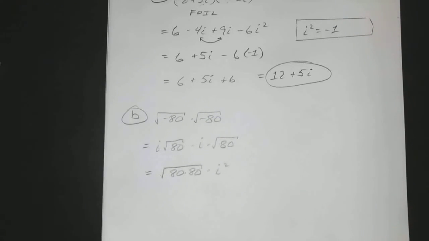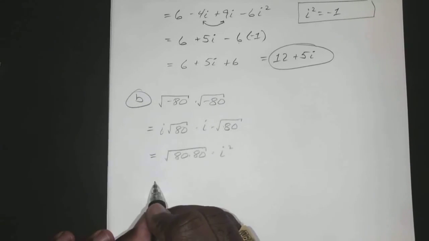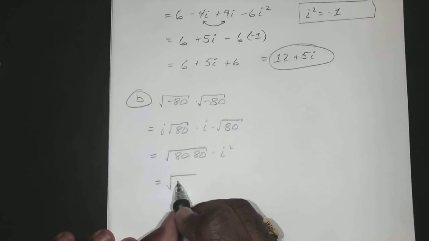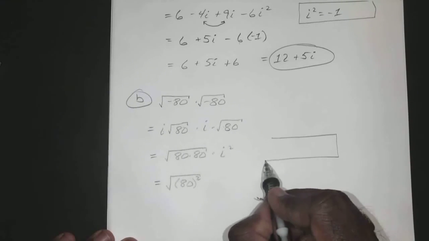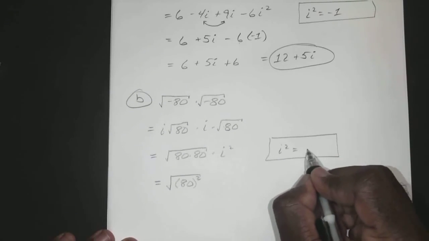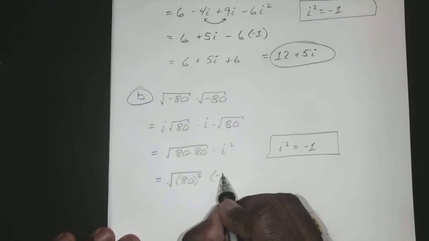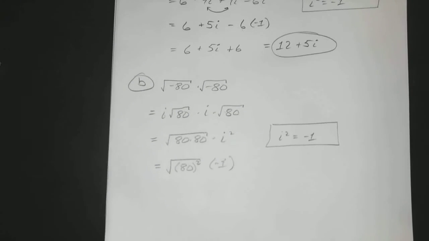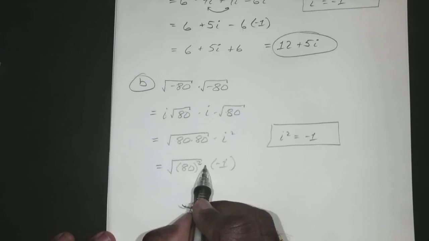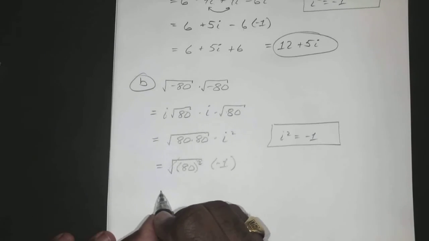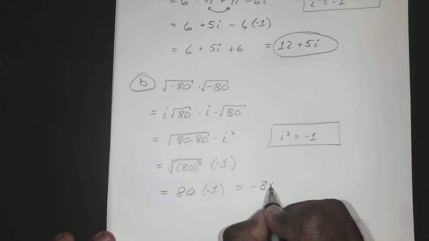Now really with this one, if you wanted to, just to make it a little easier, you can make it a square root of 80 squared. And just like before, you know that i squared equals -1. So you have square root of 80 squared times -1. When you have a squared and a square root, they kind of cancel each other out. So you're left with 80 times -1, which is just -80.